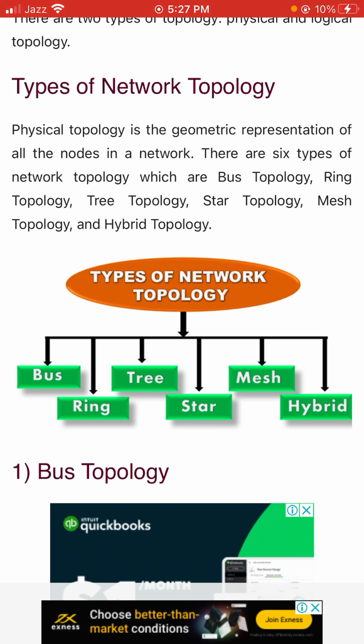There are 6 types of network topology, which are bus topology, ring topology, tree topology, star topology, mesh topology, and hybrid topology. Types of network topology.